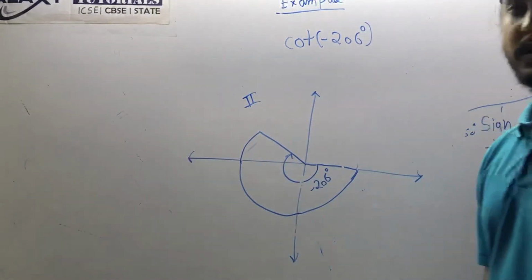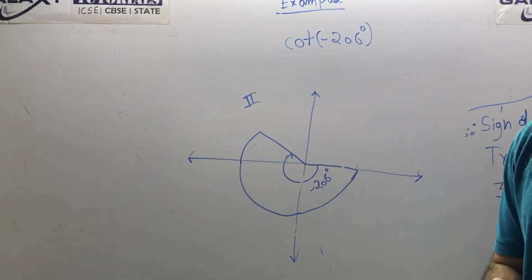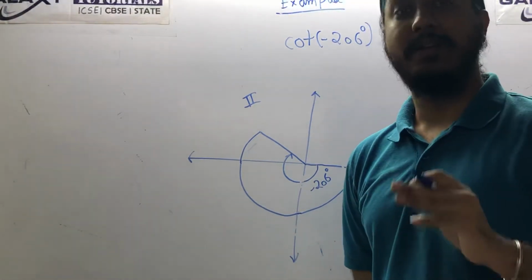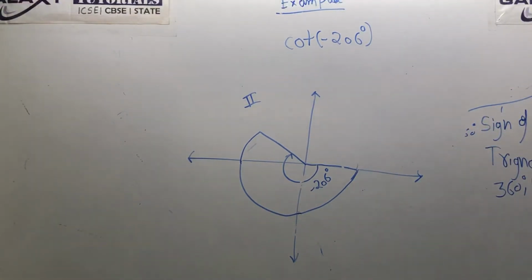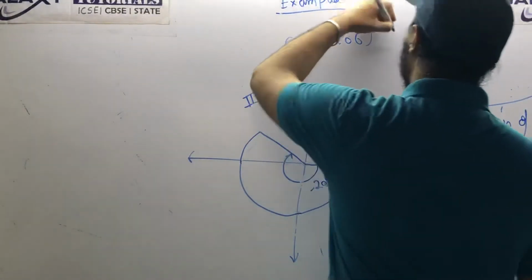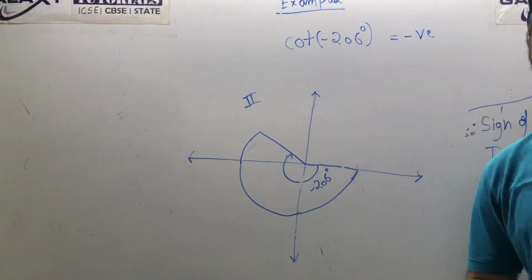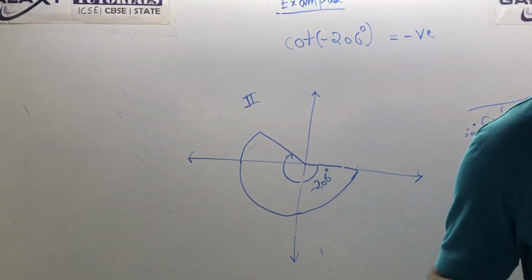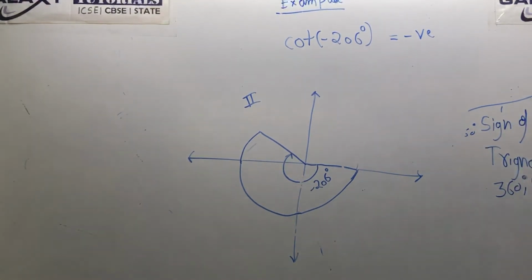And in the second quadrant, what is the sign of cot? In the second quadrant, cot is negative. Except for sine and cosecant theta, all the functions are negative. I hope that is clear to you all. So what will be the sign of cot? It will be negative. So this is the answer. Negative. I hope that is clear.